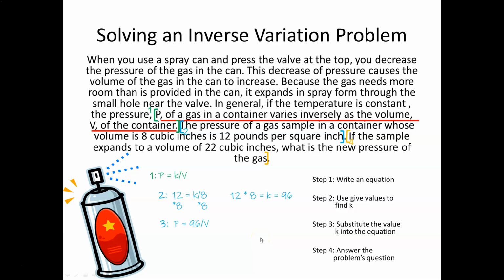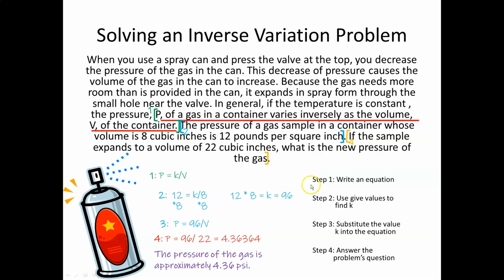So it's going to be that last sentence right there. If the sample expands to a volume of 22 cubic inches, what is the new pressure of the gas? Well, we're going to put 22 cubic inches for volume. So that's going to go down here. So P equals 96 divided by 22, which is 4.36364, and so on and so forth. So we say the pressure of the gas is approximately 4.36 psi, which is the fancy abbreviation for pounds per square inch.